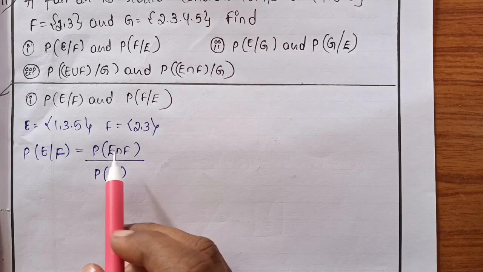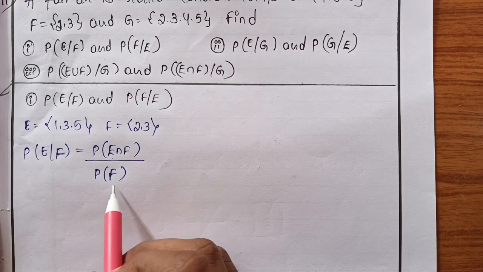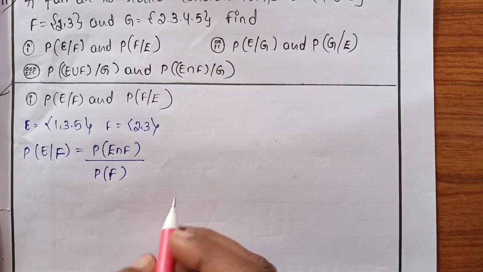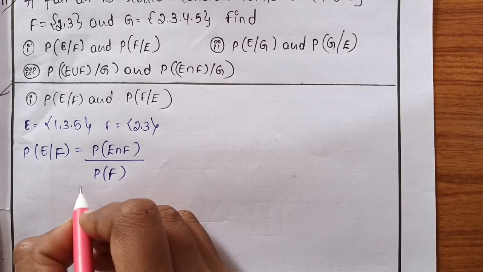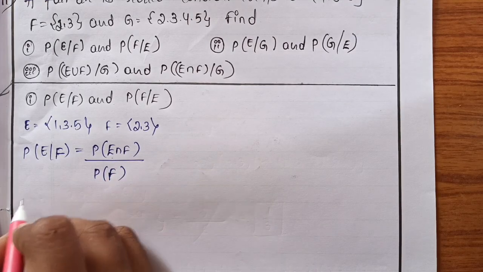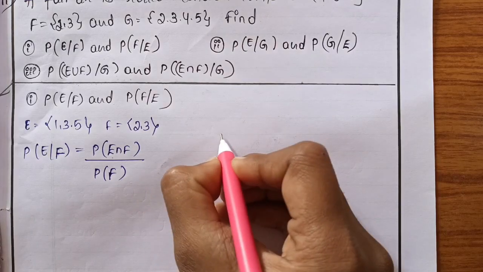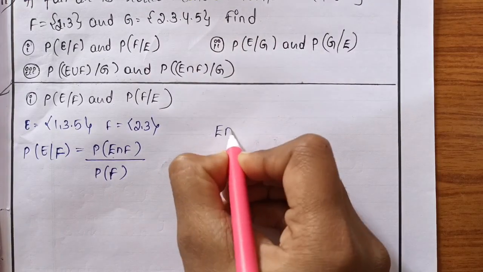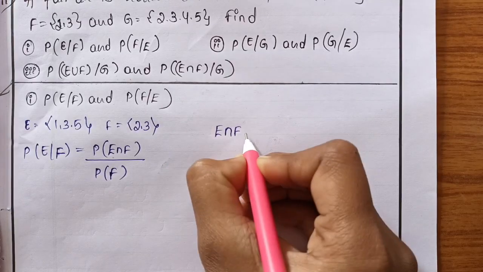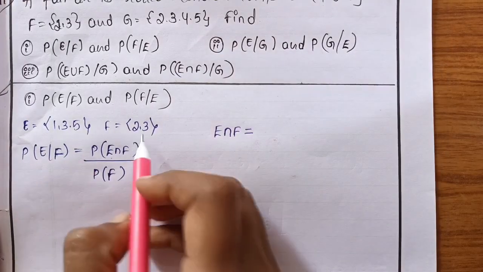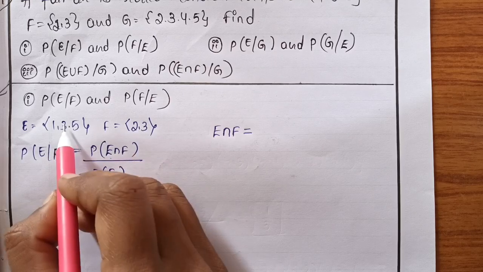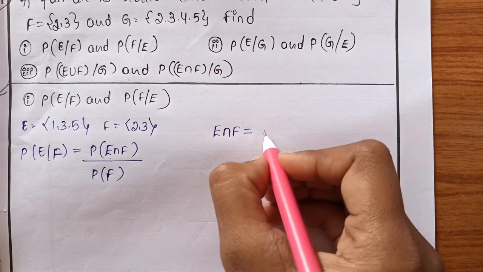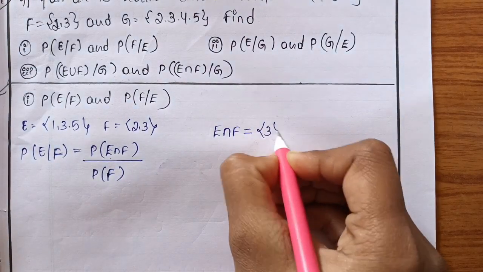In this we have to find out the probability of E intersection F and probability of F. So what are the values of probability of E intersection F? Write it here, E intersection F. What are the common parts or common digits in E and F? Only 3. Here also 3, here also 3. Probability of E intersection F is 3.